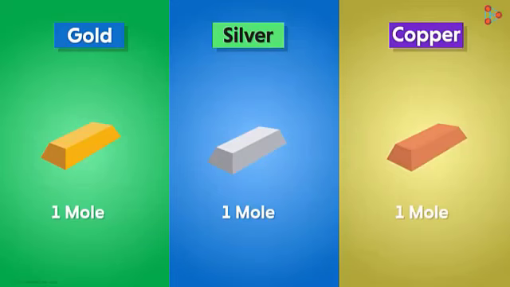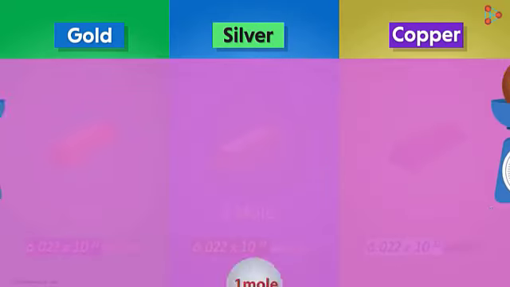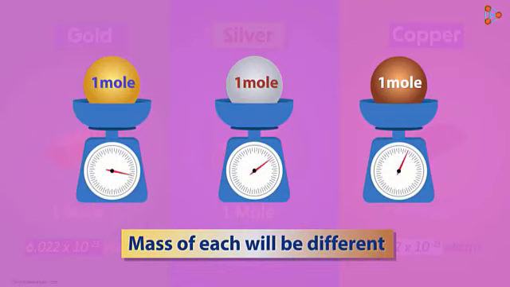Similarly, if we take 1 mole of gold, 1 mole of silver and 1 mole of copper, then all of them will have the same number of atoms in them. That is 6.022 times 10 raised to 23 atoms. This number is the Avogadro's number. However, the mass of each one will be different. That's because the mass of individual atoms that make up these elements is different.